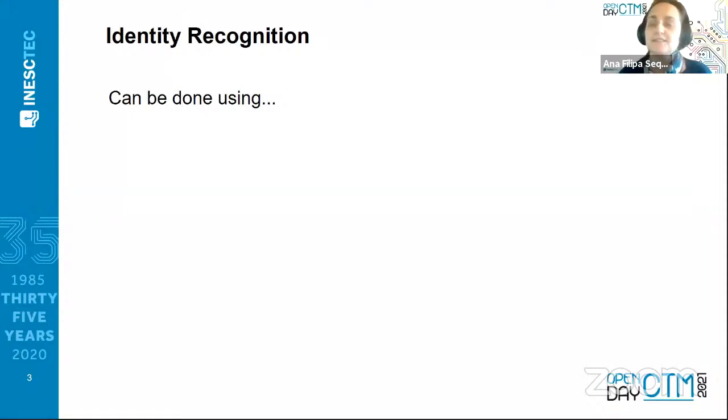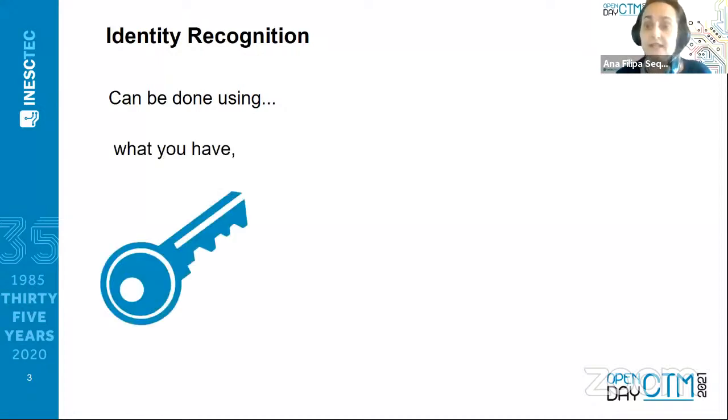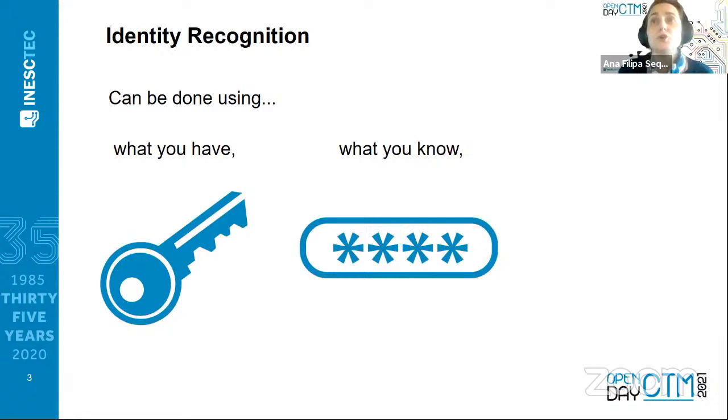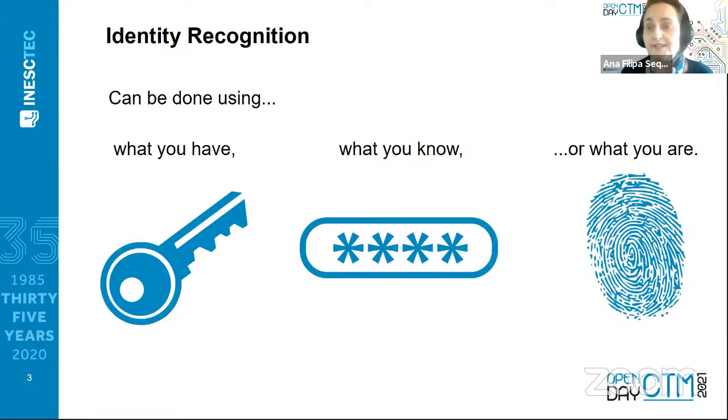So firstly, identity recognition can be done in several ways. It can be done using what you have, what you know, or what you are. The third one has an obvious advantage: something that is intrinsic to the person cannot be lost like a key, or be stolen or forgotten like a pin. So that is why we nowadays favor biometrics for identity recognition.